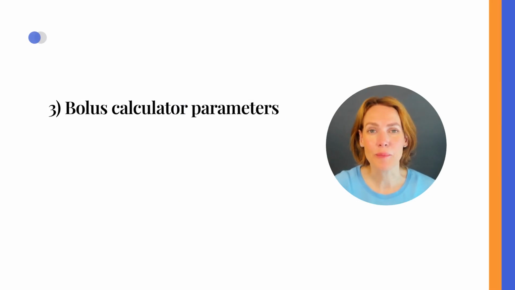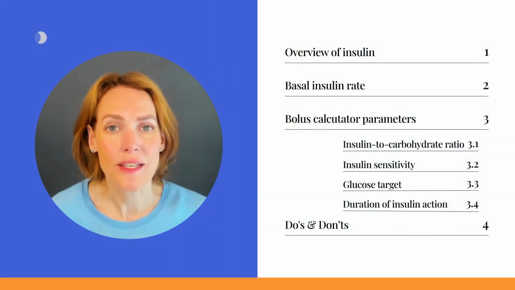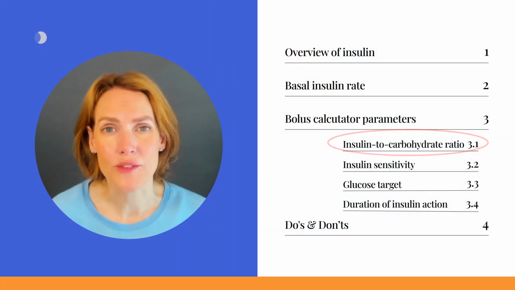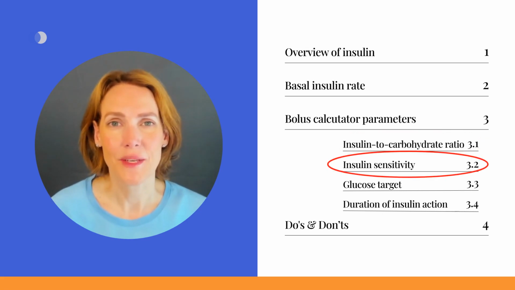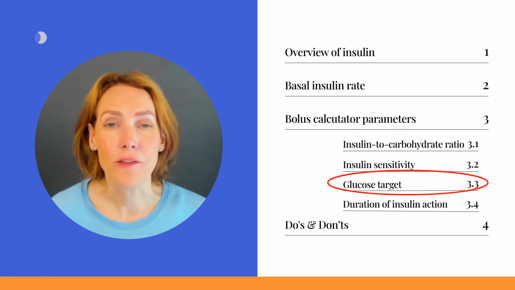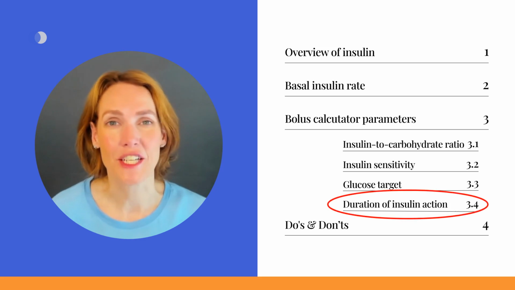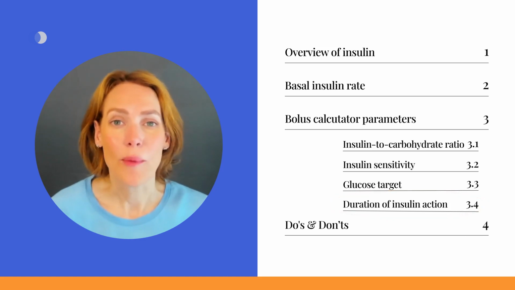3. Bolus calculator parameters. Once the basal rates are set, the bolus calculator parameters can also be defined. Bolus calculator parameters include the carbohydrate ratio, insulin sensitivity, also called correction factor, bolus calculator target value, and duration of insulin action. We'll discuss them one by one.